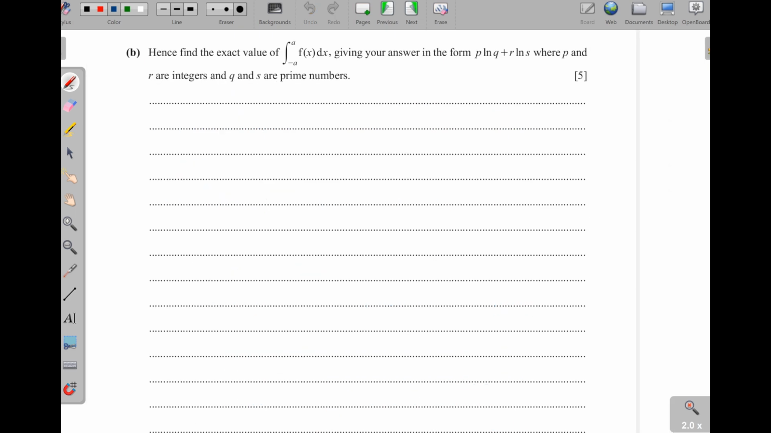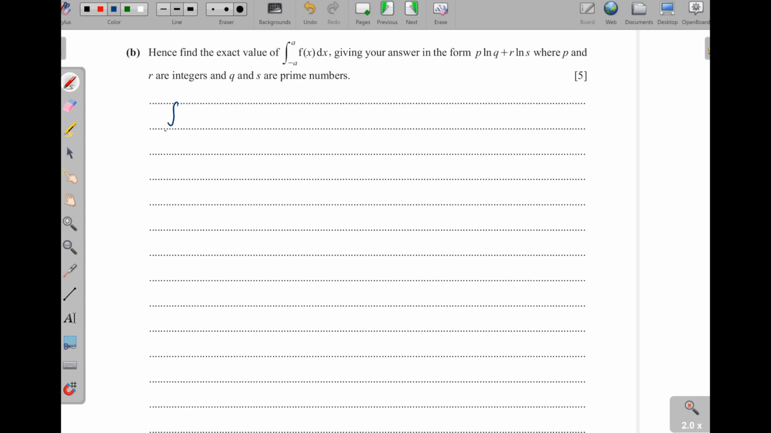Part B, do you see that it is coming from integration now, not binomial expansions, because we did it before. So part B, hence find the exact value of the integral from negative a to a of f of x with respect to x, giving your answer in the form p natural log of q plus r natural log of s, where p and r are integers and q and s are prime numbers. Okay, just do the principles of integration, everything will fall into place.